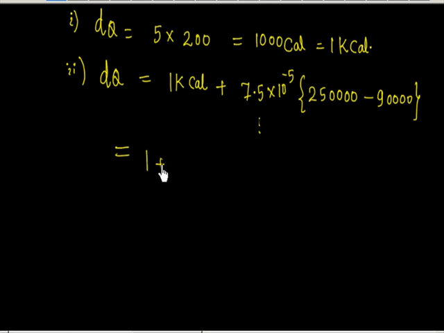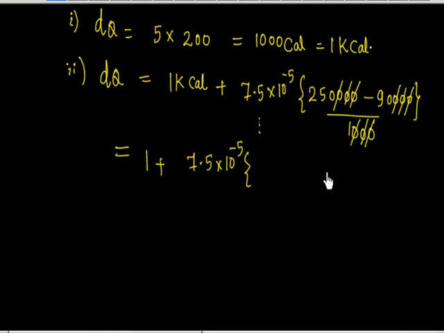So this is 1 plus. And now if I divide this by 1000, then I will get it in kilocalorie. This is in calories, so I have to divide by 1000 so that I can directly add. And this 30 goes, so 1, 2, 30 goes. So you will have 160. So this is 160, so you will have 1 plus. Now you can even eliminate this 0. So 7.5 into 0.16 into 10 to the power minus 3.